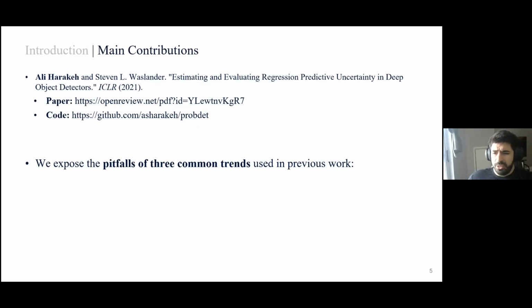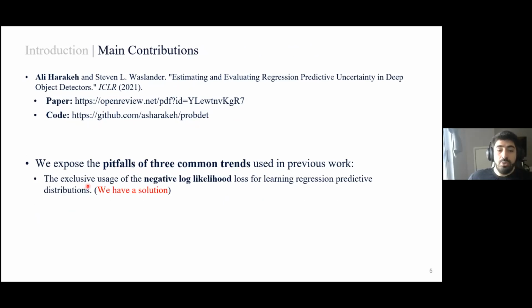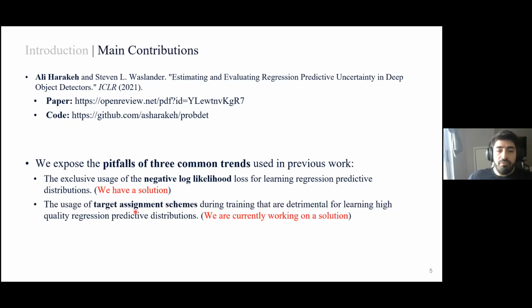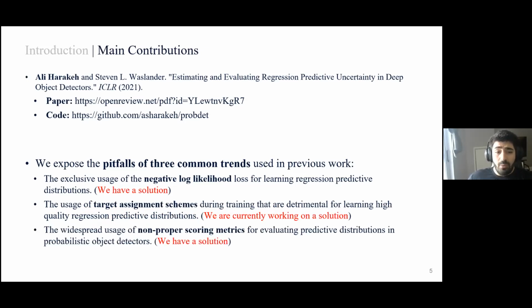The main contribution of this work is exposing the pitfalls of three common trends used to do probabilistic modeling in object detection. Mainly, the exclusive usage of the negative log likelihood loss for learning predictive distributions. Also, the usage of target assignment schemes during training that are detrimental for learning high-quality regression predictive distributions. And finally, the widespread usage of non-proper scoring metrics for evaluating predictive distributions in probabilistic object detectors.